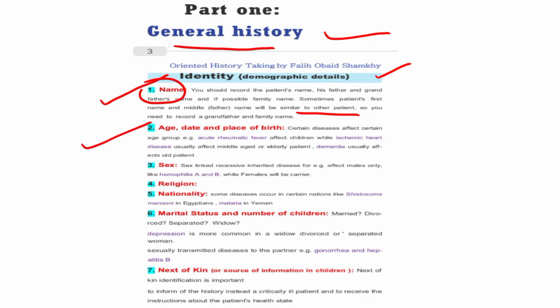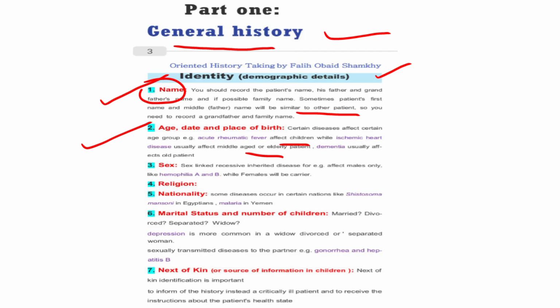Next, we ask the patient about his or her age, and date and place of birth. Why is this important? Certain diseases affect certain age groups, such as acute rheumatic fever. What is it? It is an abnormal immunological response to group A streptococcus infections. This is common in children. It affects multiple systems, with cardiac, neurological, musculoskeletal, and dermatological manifestations.